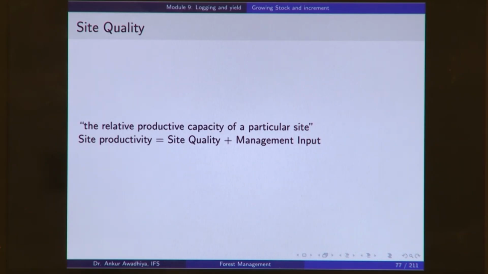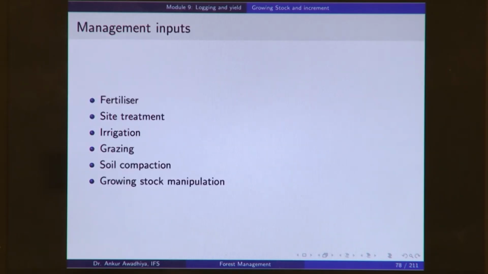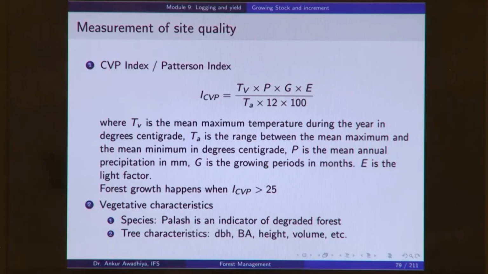Now, when we talk about management inputs, these could be application of fertilizer, treatment of the site, say by plowing, irrigation of the site, control over grazing, control over soil compaction, manipulation of the growing stock. If we are doing all of these, we are changing the absolute production capability of the particular site. But if we do none of these, then we are only talking about the site quality. So, how do we measure the site quality? There are typically two ways of measuring the site quality. The first one is the CVP index.